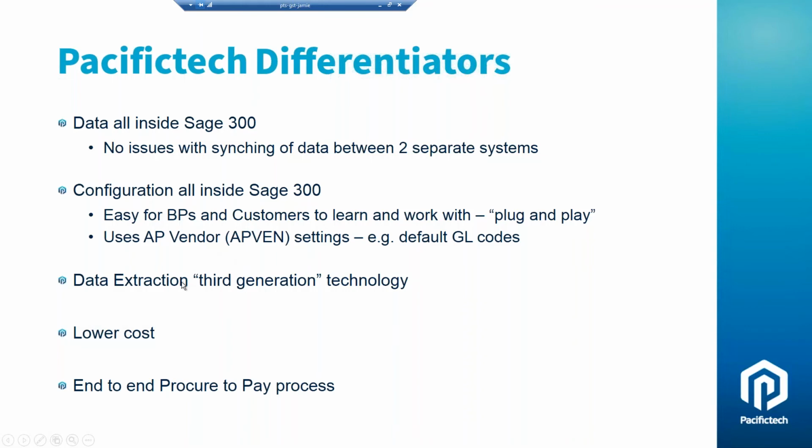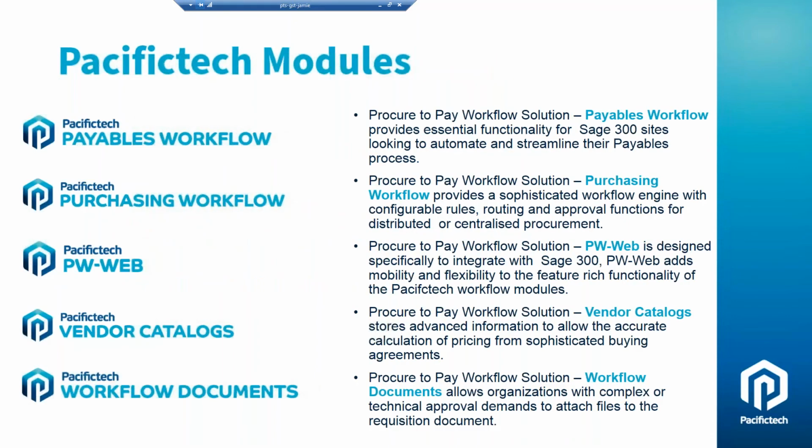Our data extraction is third generation. Like I said before, it's much more effective and works better for customers, but it's 75% cheaper than the old solutions, which is great. And if you want an end-to-end procure-to-pay process, then our AP automation, and if you want to add purchasing down the track, we've got that covered as well. All right, that's all from me at this stage. Over to you, Bill.